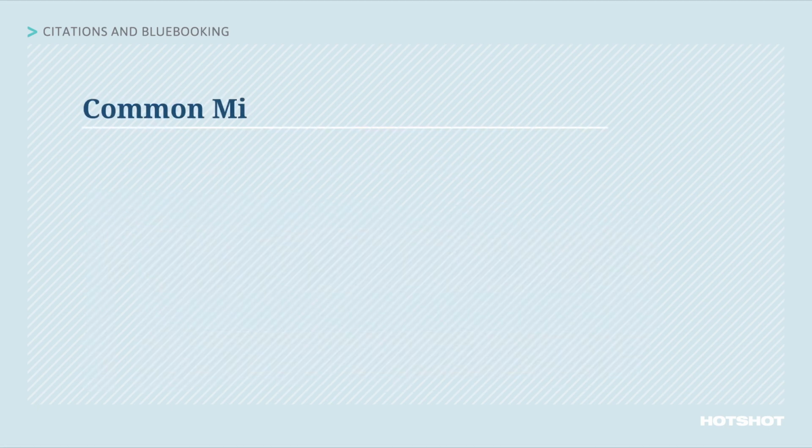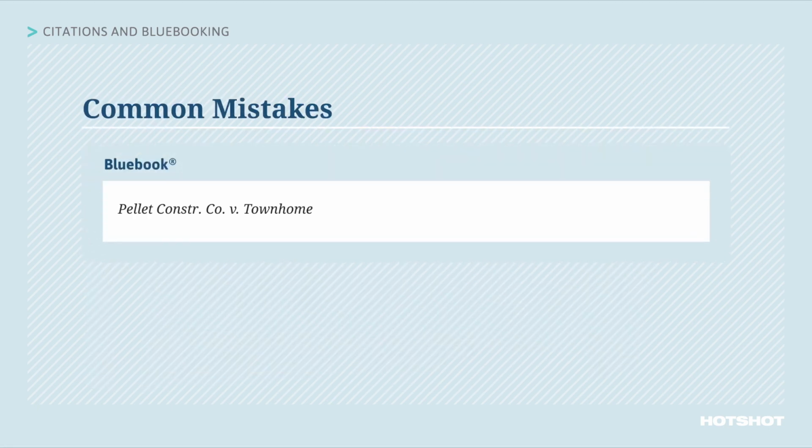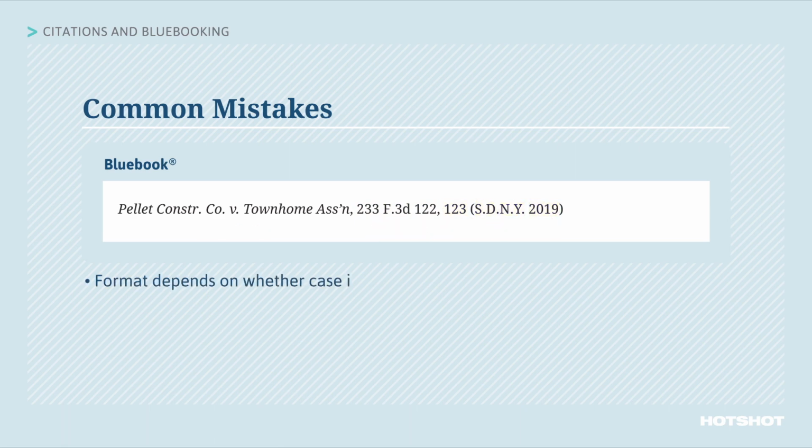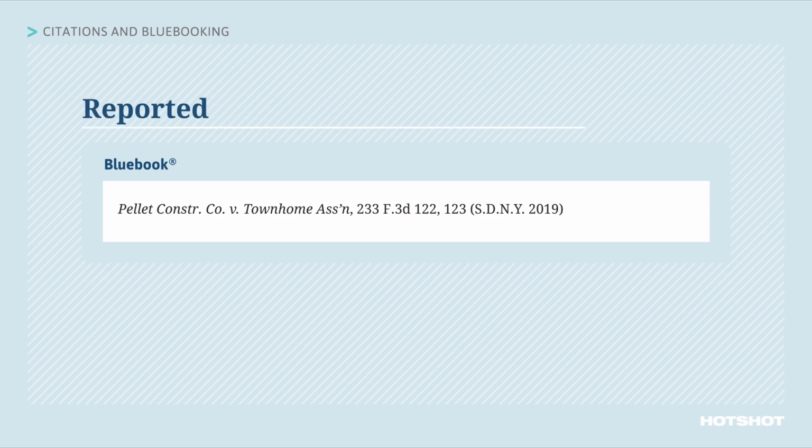Let's walk through common mistakes made with the different components of the citation. The case name, the reporter volume number and pin cite, the court, and the date. The format depends on whether the case is reported or unreported. For reported cases, here's a list of things to check.